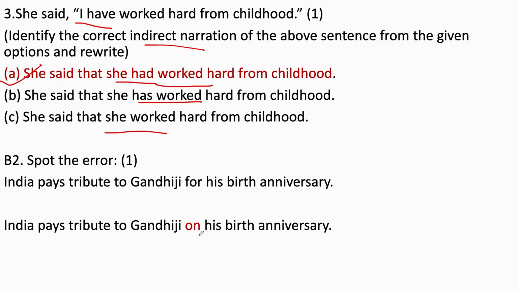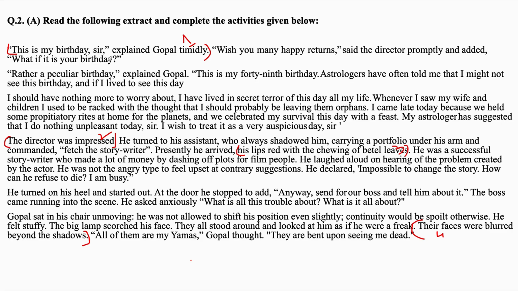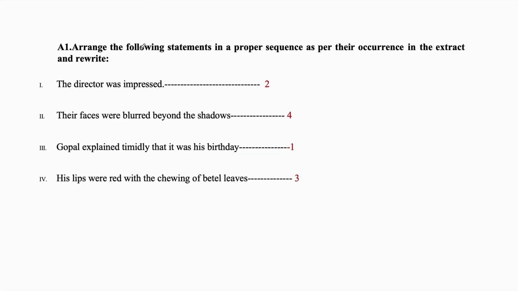Understood? Then you need to read these extract and need to complete the activities given below. तो activities क्या दिया है देखो, arrange the following statement in a proper sequence as per their occurrence in the extract and rewrite. Simple easy scoring question है ये students. What you need to do is we need to arrange in a sequence. क्या करना है, occurrence मतलब sequence में करना है. पहले sentence कौन सा आया था, बाद में क्या आया था, next क्या आया था.